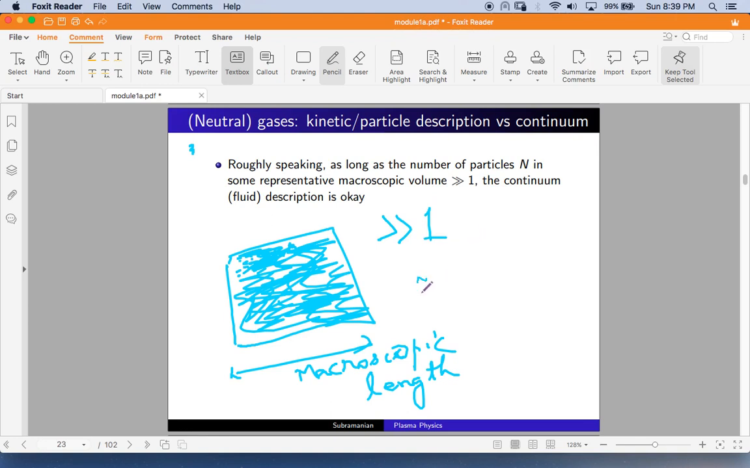Much larger than 1 can mean anything from 100 to 10 raised to 6. This is a bit of a subjective thing. In astrophysics, you often tend to skate on thin ice and say if it's larger than 10 or something, let's just go ahead and apply the fluid description. Why? Because the fluid description is much less expensive. You don't have to follow each particle around computationally. You can afford to simply think about the averages.